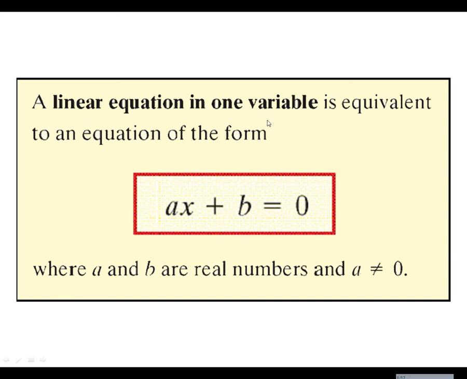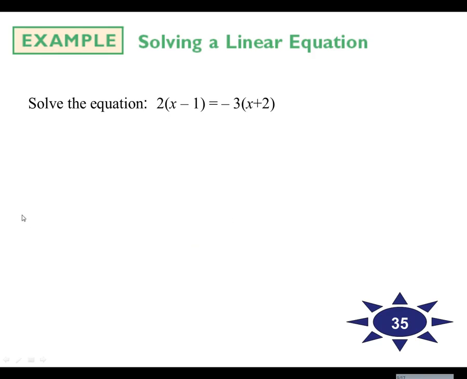So, when we say linear equation in one variable, we're trying to make it look something like this. And then our job is to figure out what x is, get x by itself. Let's take a look here. So, first example here, we're going to have to follow the tip that said simplify both sides. So we're going to distribute. This is 2x minus 2. This is negative 3x minus 6.